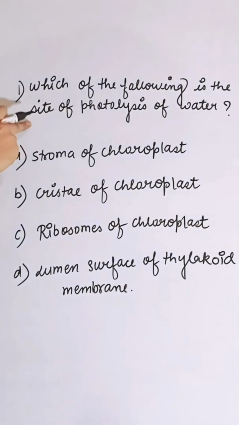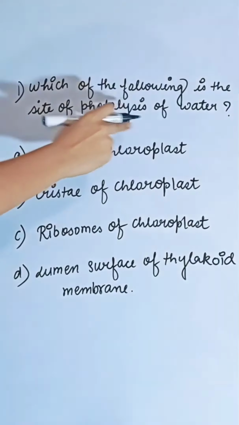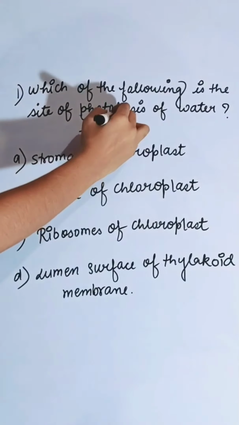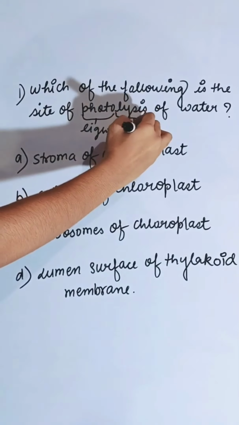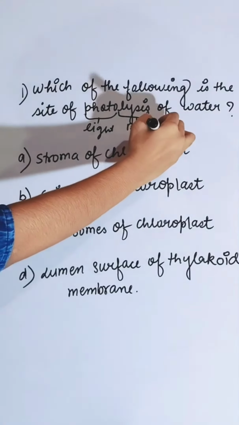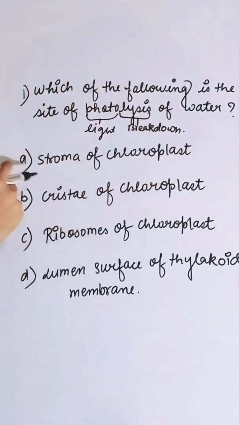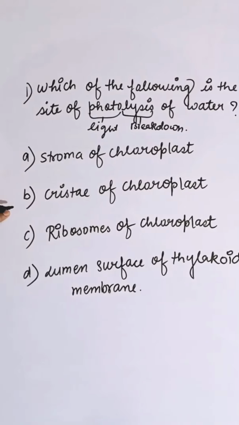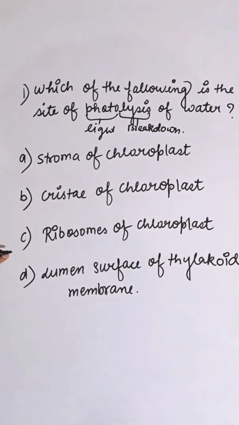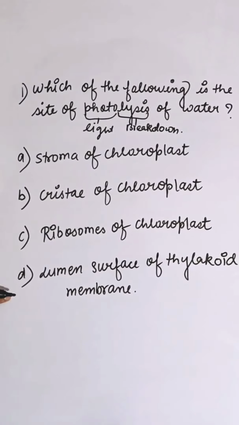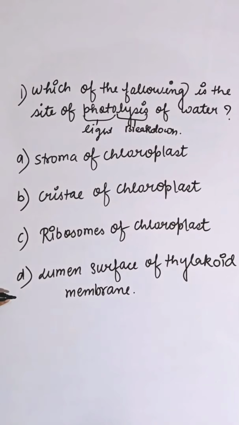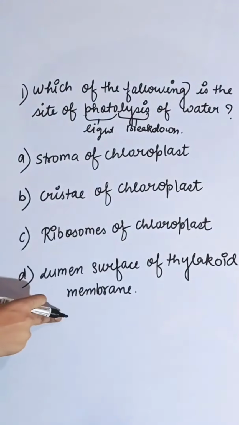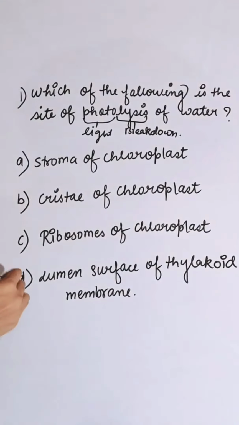Which of the following is the site of photolysis of water? Photo means light, lysis means breakdown. First option stroma of chloroplast, second is cristae of chloroplast, third is ribosome of chloroplast, fourth is lumen surface of thylakoid membrane. Photolysis of water takes place in the lumen surface of thylakoid membrane. So correct answer is D.